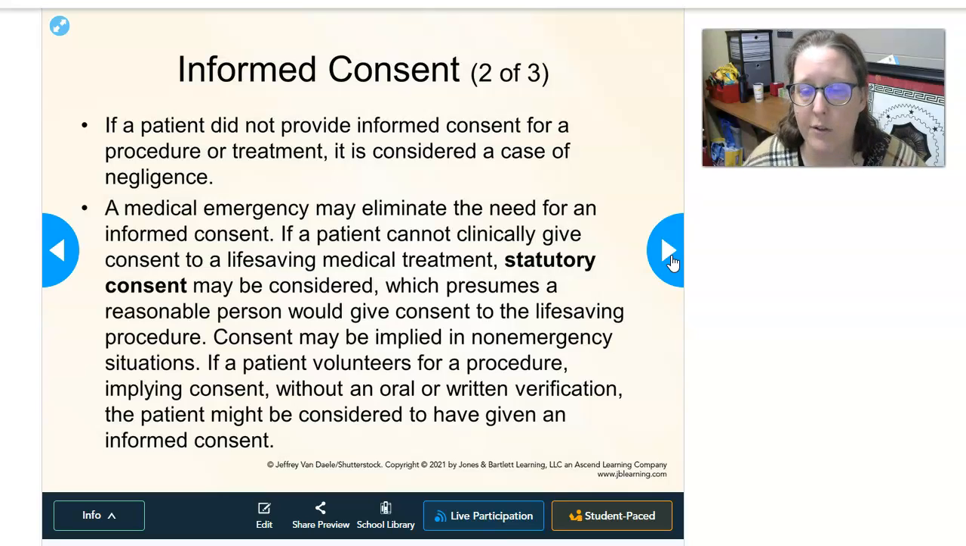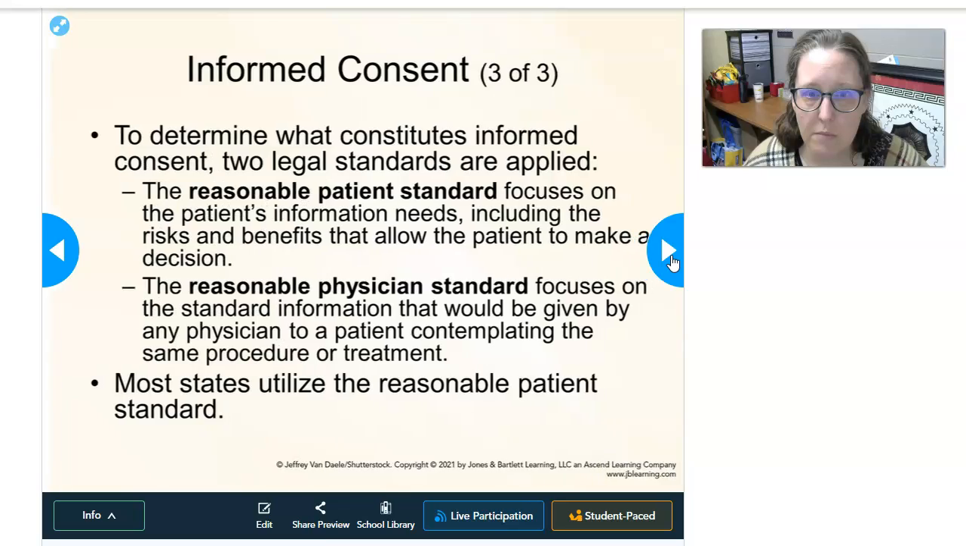Also, if the patient volunteers for a procedure, says, yeah, sure, I'll have this done, that implies consent, even without oral or written verification. The patient might be considered to have given informed consent at that time, if they volunteered. So it can be statutory if they're not able, but it would be reasonable to assume that they would, or it could also be implied in just that non-emergency if you volunteer.